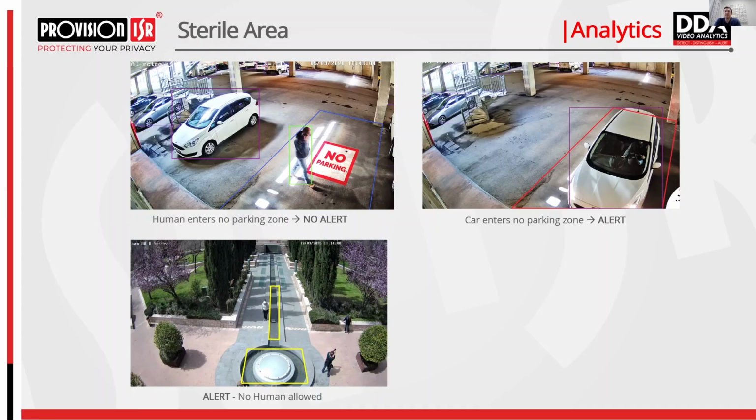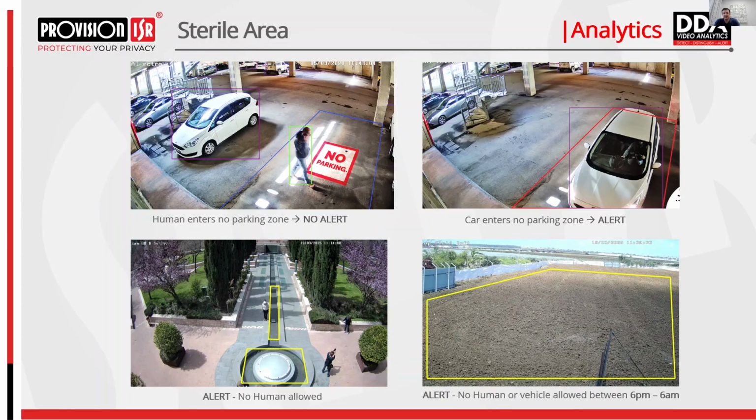You can also use it in restricted public areas. In a city square or park, you can set up a sterile zone, for example, in a fountain, monument, or a garden area. And if someone enters, the system can send an alert or activate a nearby speaker.